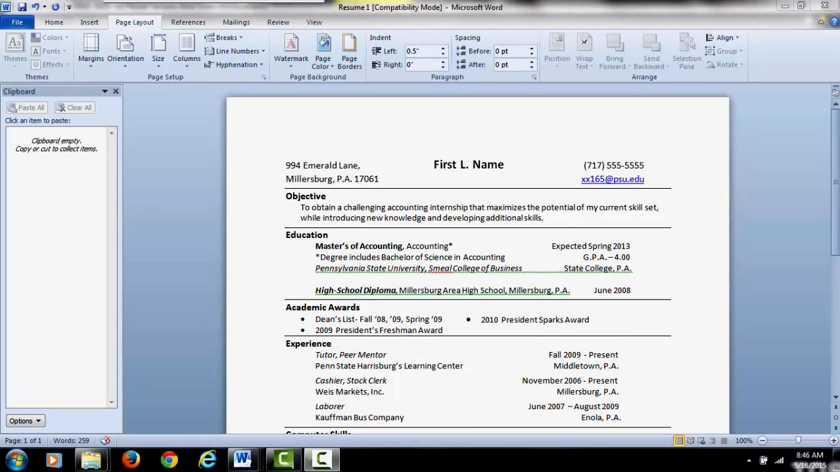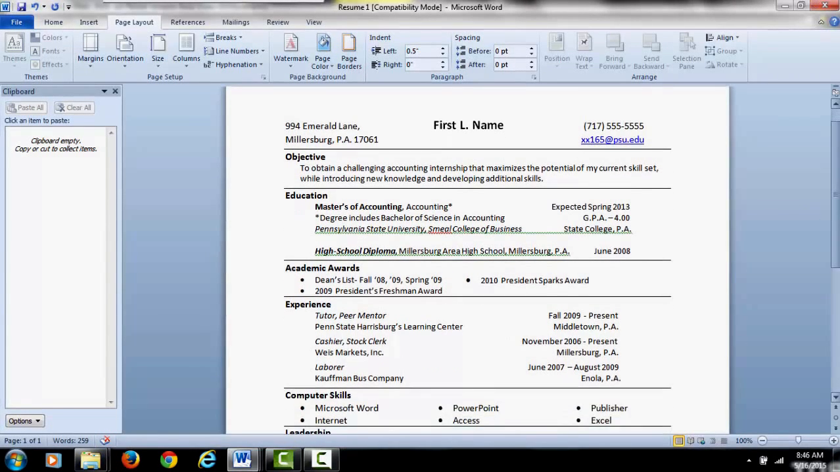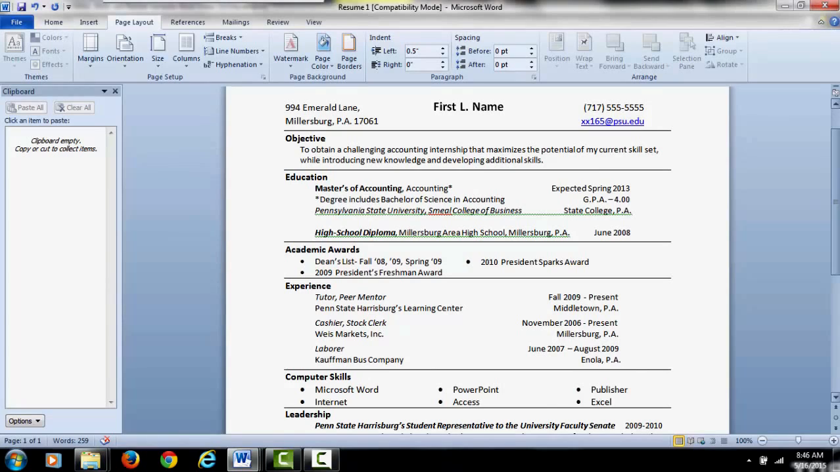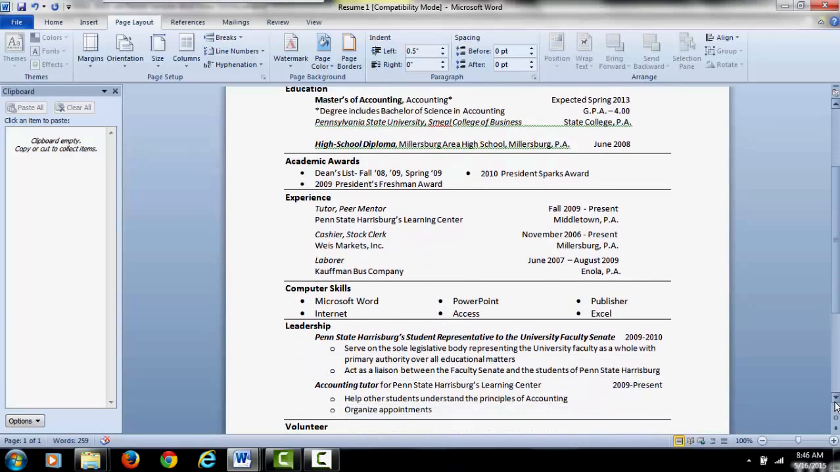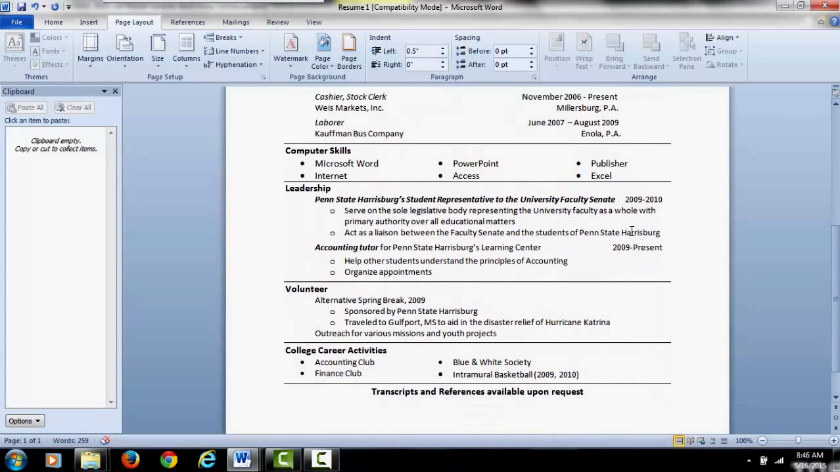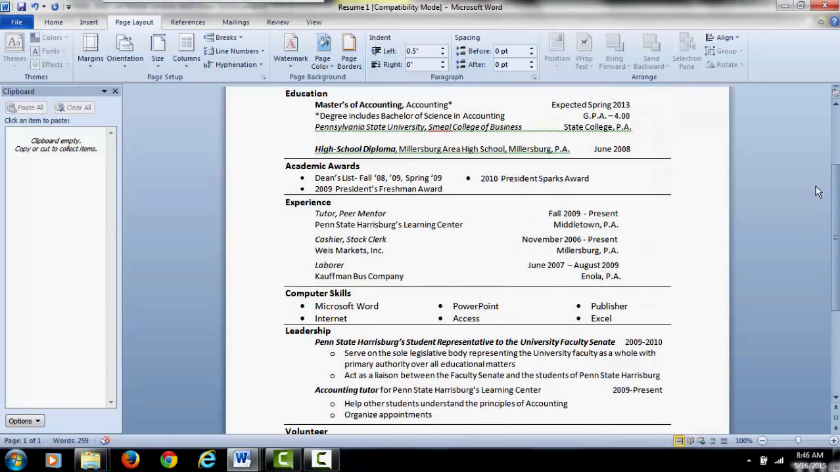Okay, next we have this one. This is kind of standard. You can see that we have a lot of information. This person's using page width fairly well. They also have sectioning here where they have things separated with these division lines like the first one we looked at does.